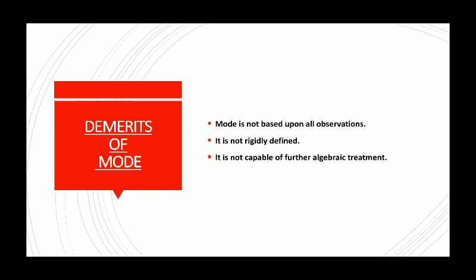Now the third one, it is not capable of further algebraic treatment. It is again a demerit of median as well as mode, because further algebraic treatment can only be done with mean. So among all the three, mean, median and mode, each one of them has its own importance, but the most commonly used is mean in case of calculations. But median and mode have their own importance, so we'll do all three of them.